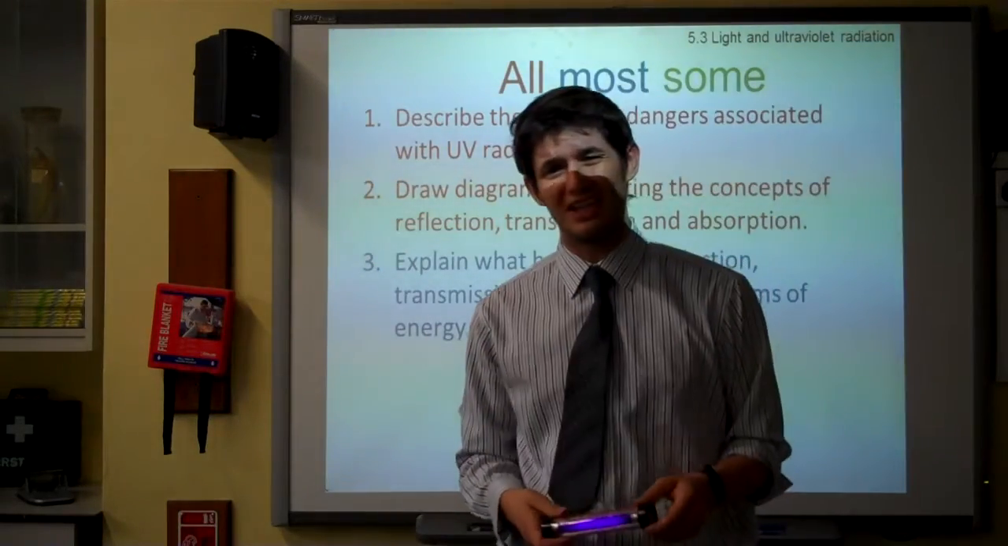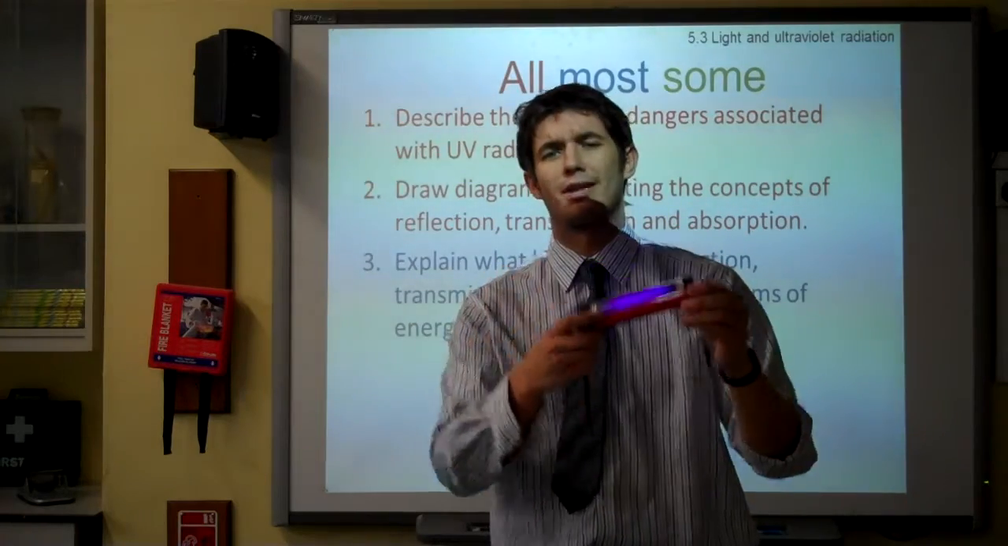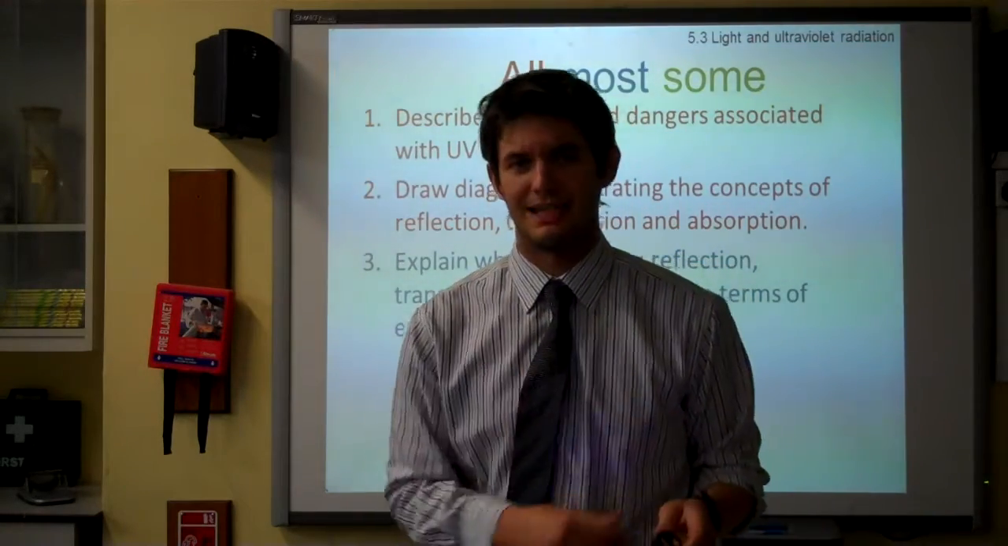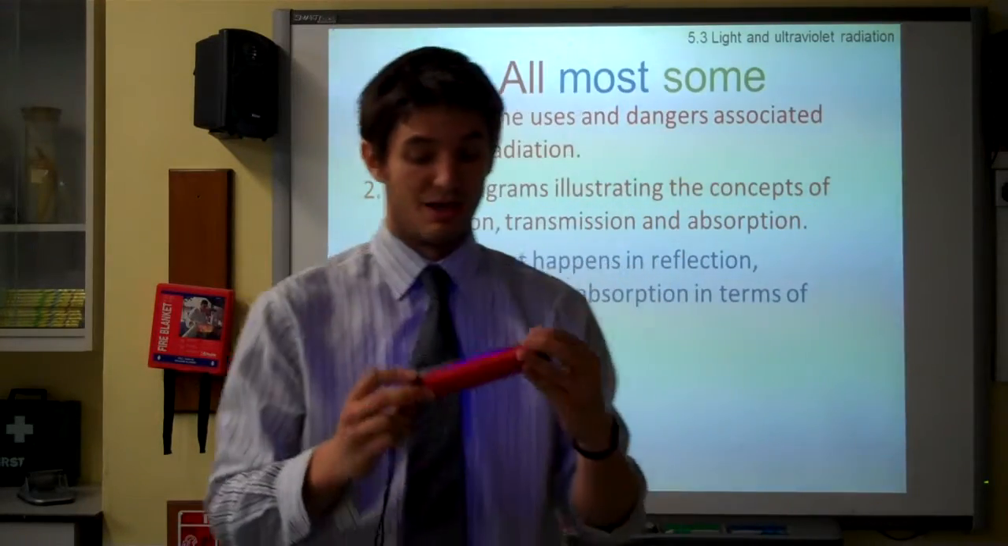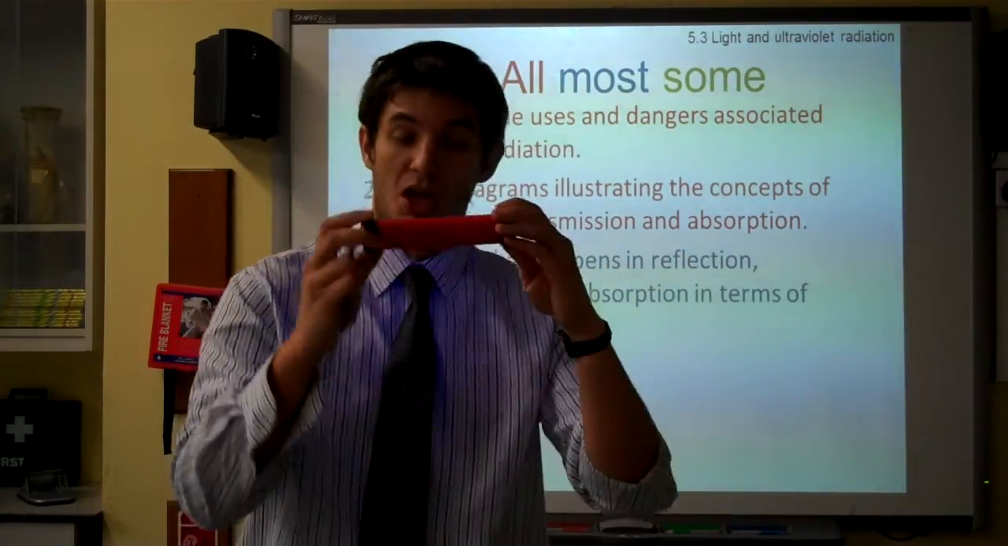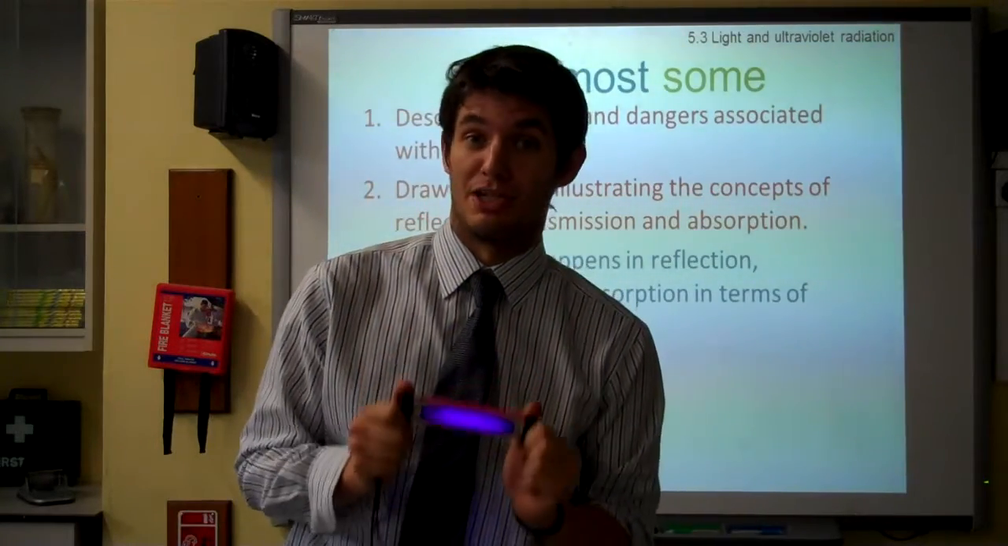By the way, can you see UV light? No, you cannot see UV light. You can only see visible light, okay? This looks a bit violet, that's because it's also emitting visible parts of the spectrum. But the UV light that it's producing, you cannot see.